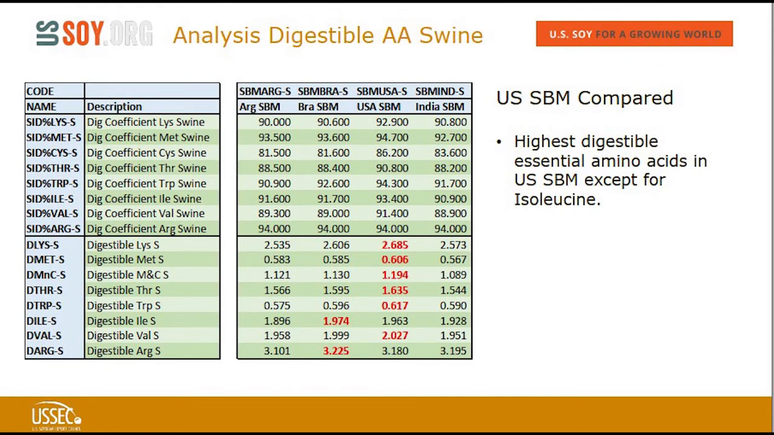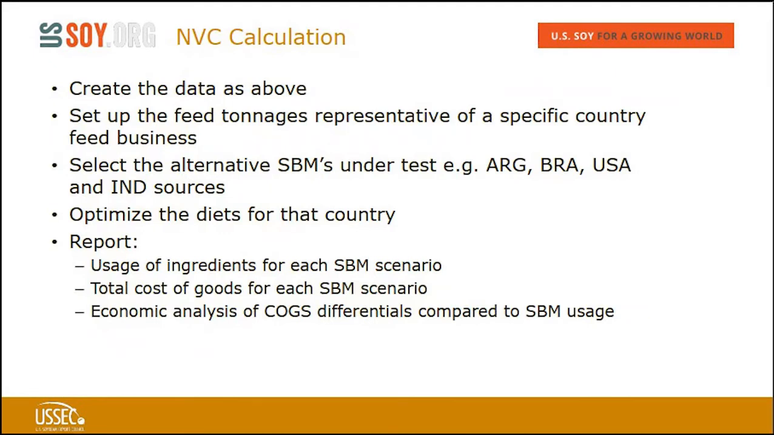Well, if we look at, I'll skip the digestible amino acids for swine. There we go. Let's see how we put this into the nutrient value calculator. We take this data as above, and this is basically the raw data that we put into a feed formulation system. We then put up the feed tonnages of the representative clients. And when I do these evaluations, I set up economic models of feed mills producing 10,000 tons of their particular brand of poultry or layer.